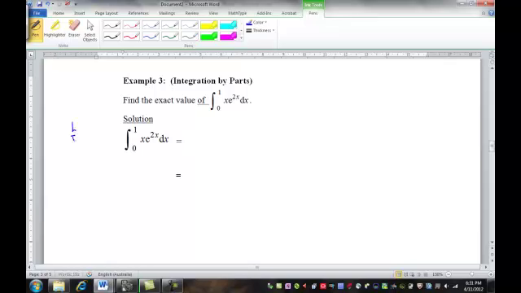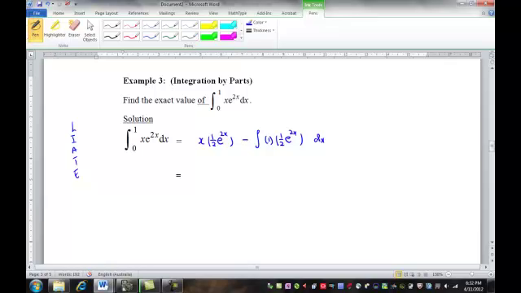First, you do it separately. We need to decide who to keep. So according to LIATE, we know that algebra comes before the exponential, so we will keep the algebra x. We integrate e to the power 2x, which we get half e to the power 2x, minus you differentiate the one you kept, which is 1, and you copy down the integrated expression dx. Okay, so this is what we have learned in the previous chapter, integration by parts.